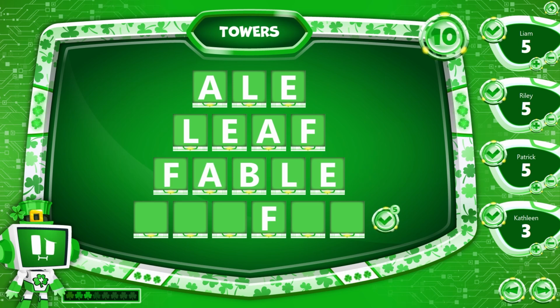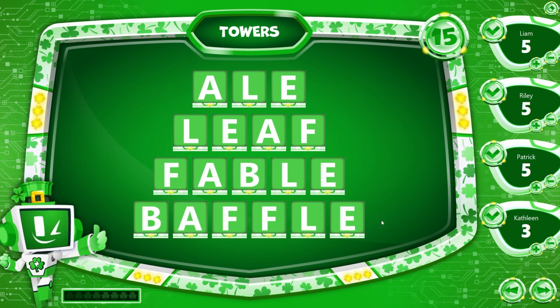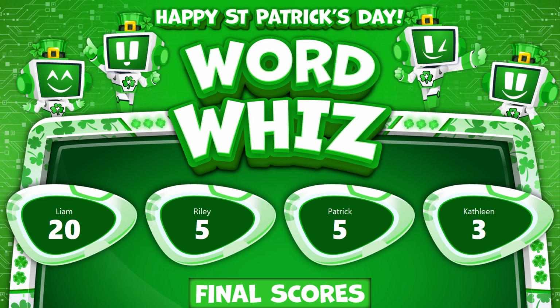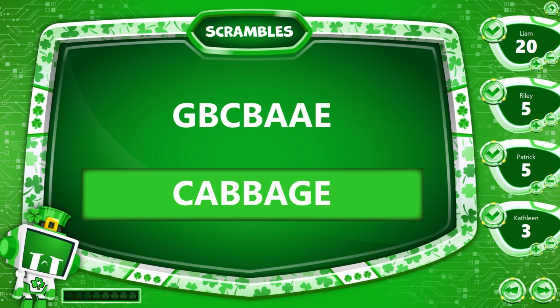If they get the final 6-letter word, they will earn 15 points. Once the player completes the tower or the time runs out, you will click the correct button and the amount of points currently shown will be added to their score. At the end of the game, there is a final score slide so you can see which player is the ultimate Word Whiz.